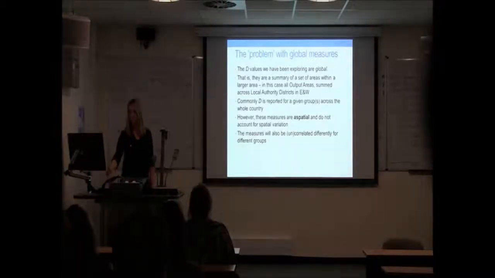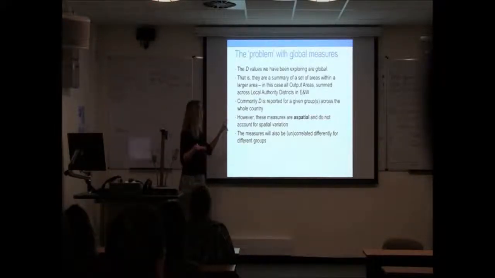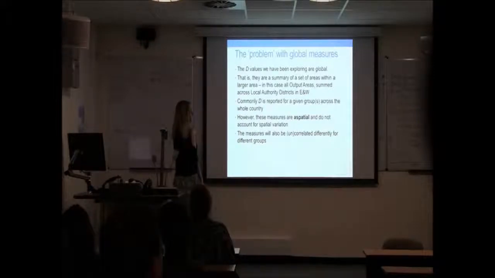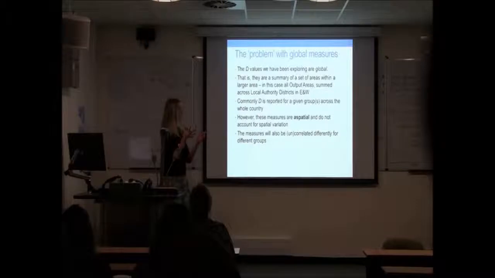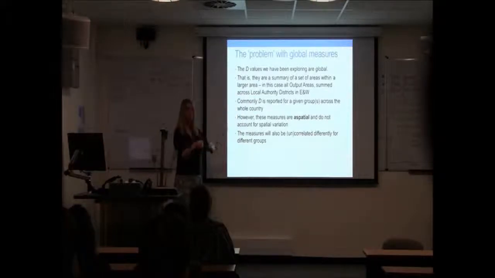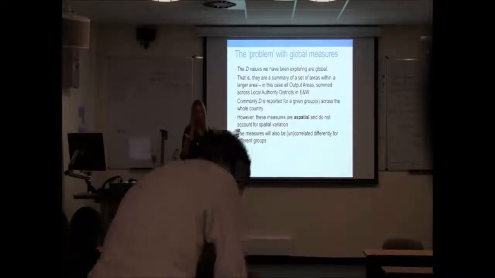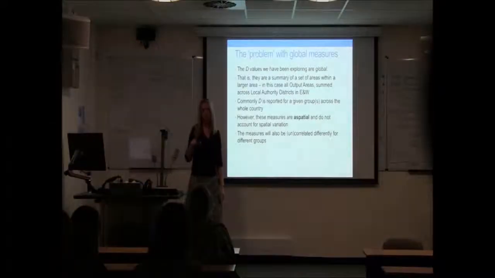Okay, so the D values we've been exploring are what we call global measures. That is, they're a summary of a set of areas within a larger area. In this case, all output areas summed across local authority districts in England and Wales. And commonly they would be reported for a measure for an area like this, like England and Wales, or Manchester, Birmingham, wherever. Those measures are actually aspatial. They might sound spatial because these are place names, but they're actually aspatial. They don't account for the spatial variation in that area.